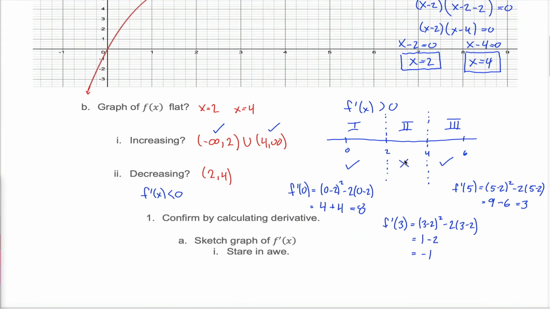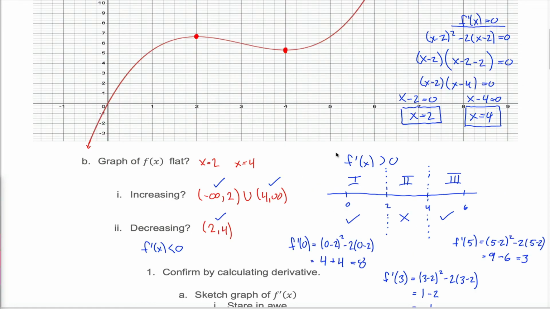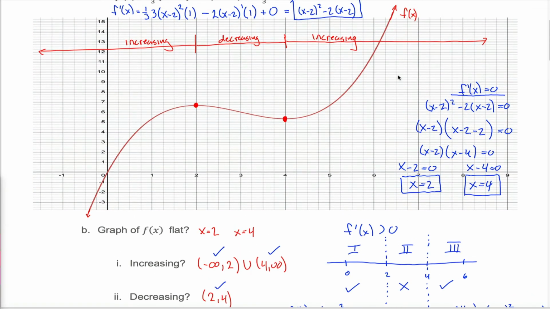And now you'd be looking for regions so that the output of the derivative is a negative number. That only happens between 2 and 4. So we get that the function is decreasing between 2 and 4. The point is just supposed to be that if you have a function, it's really useful to know where that function is increasing, decreasing, and flat.